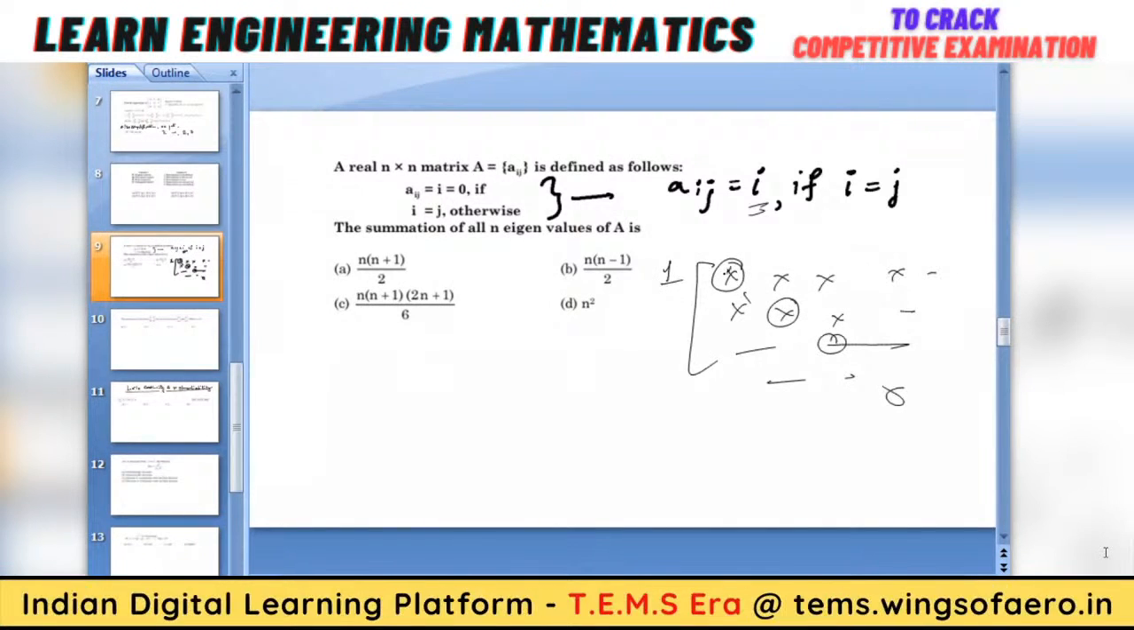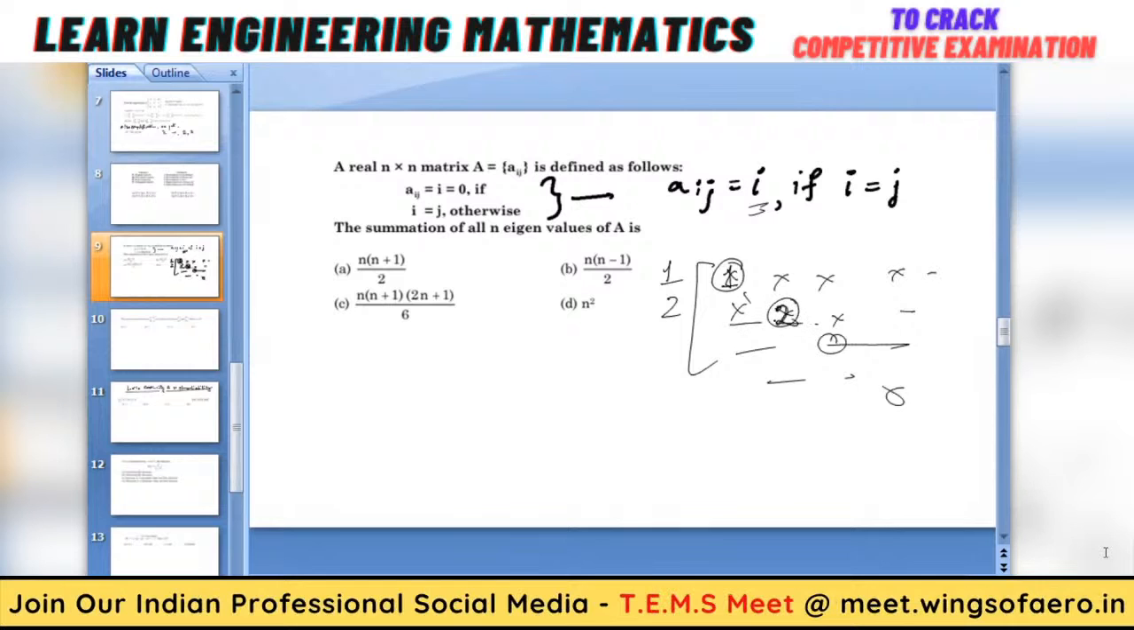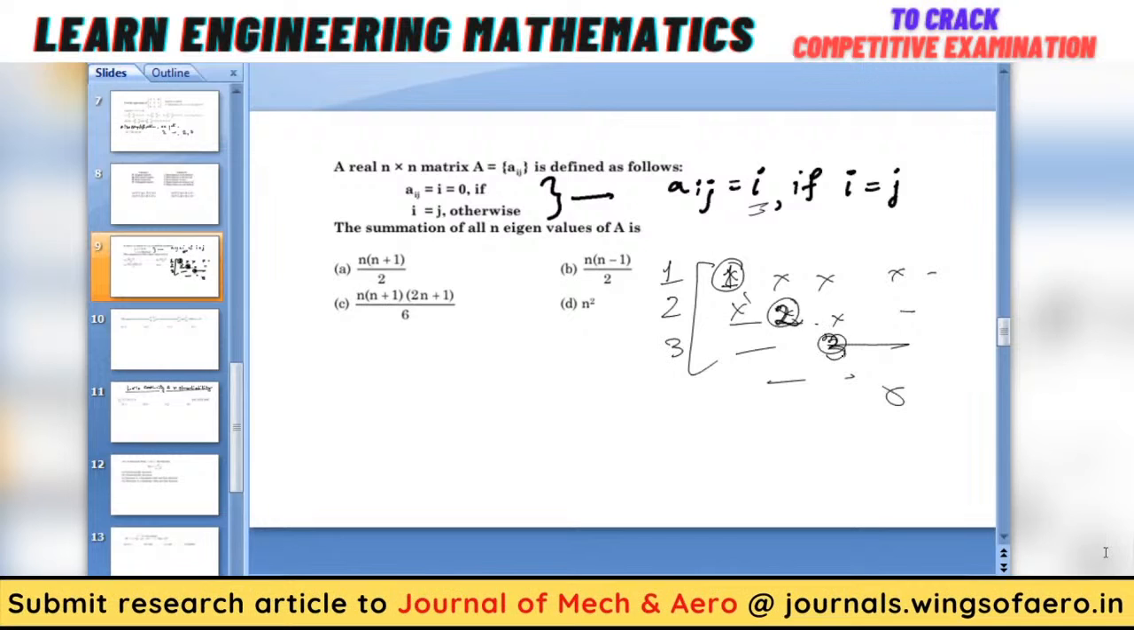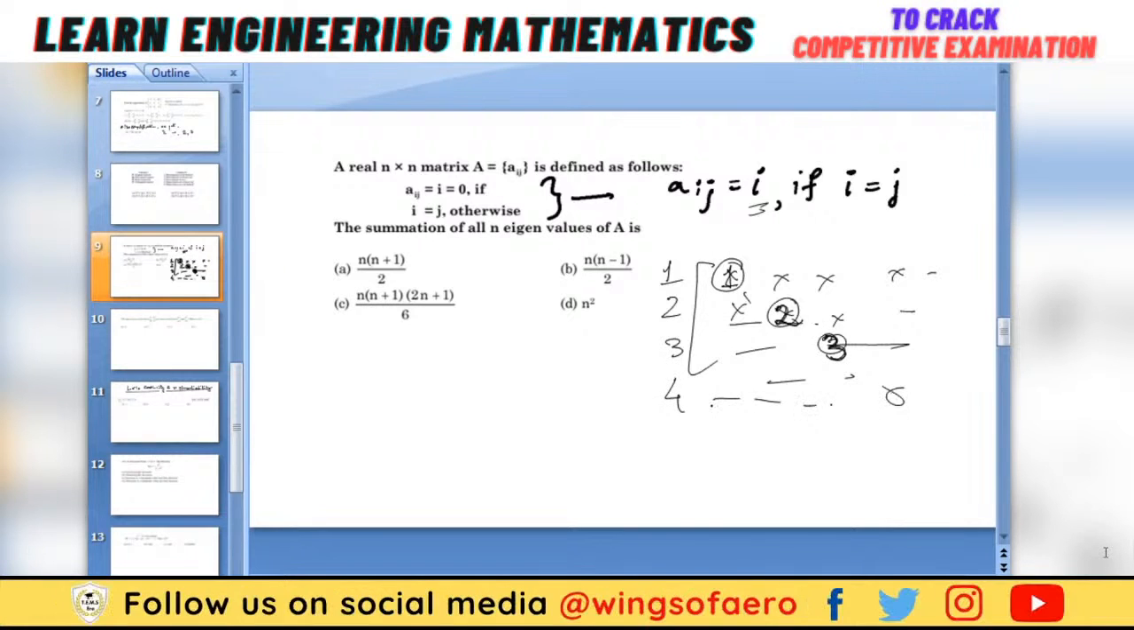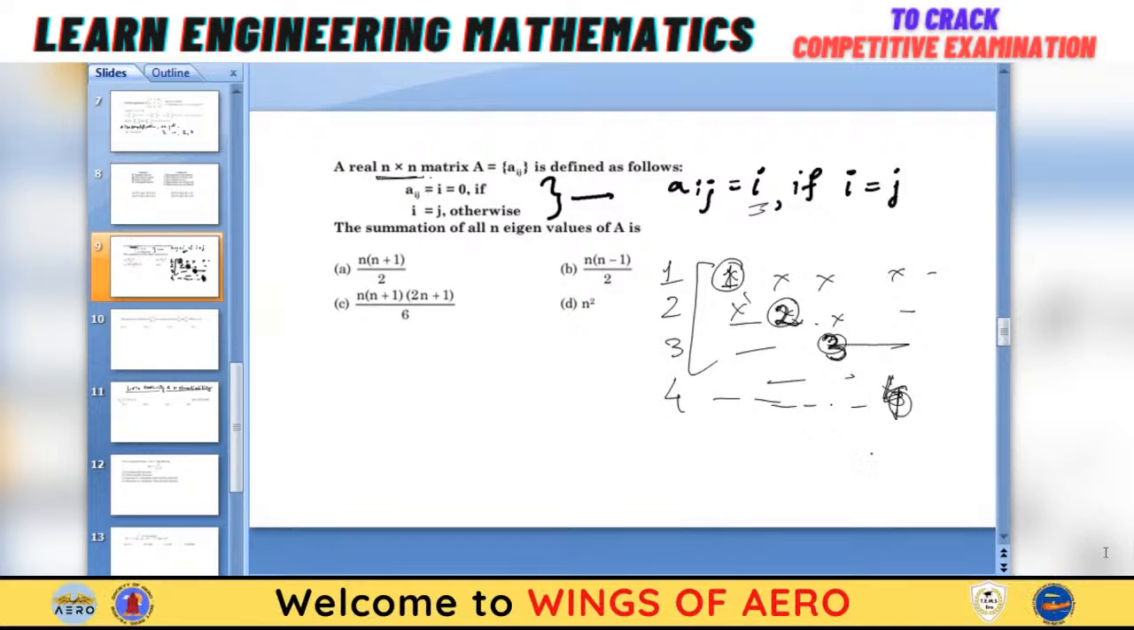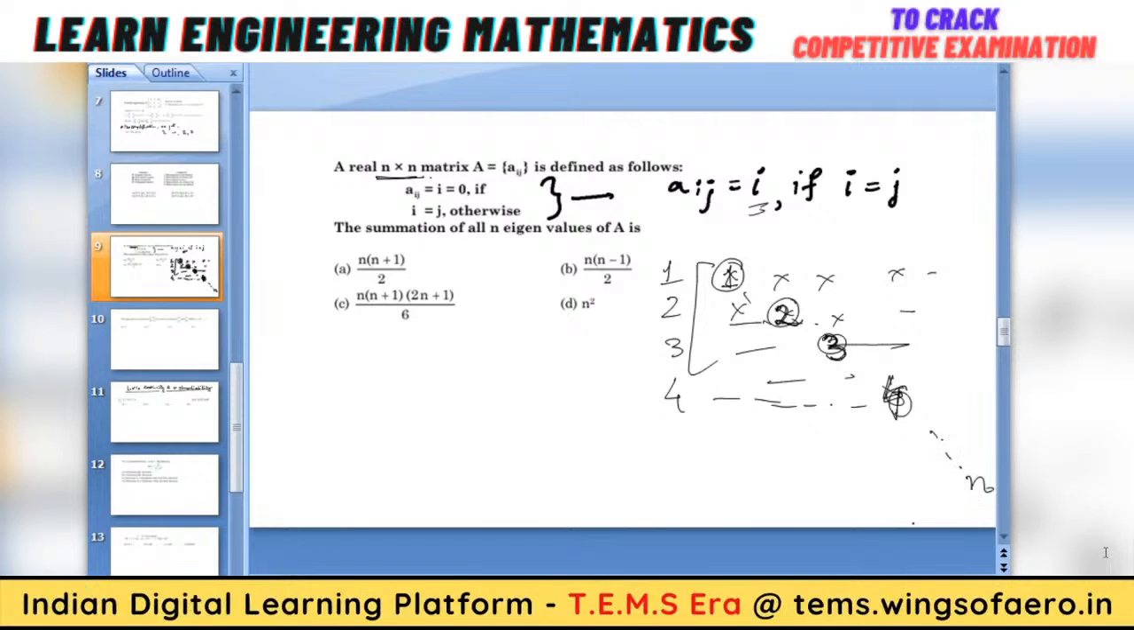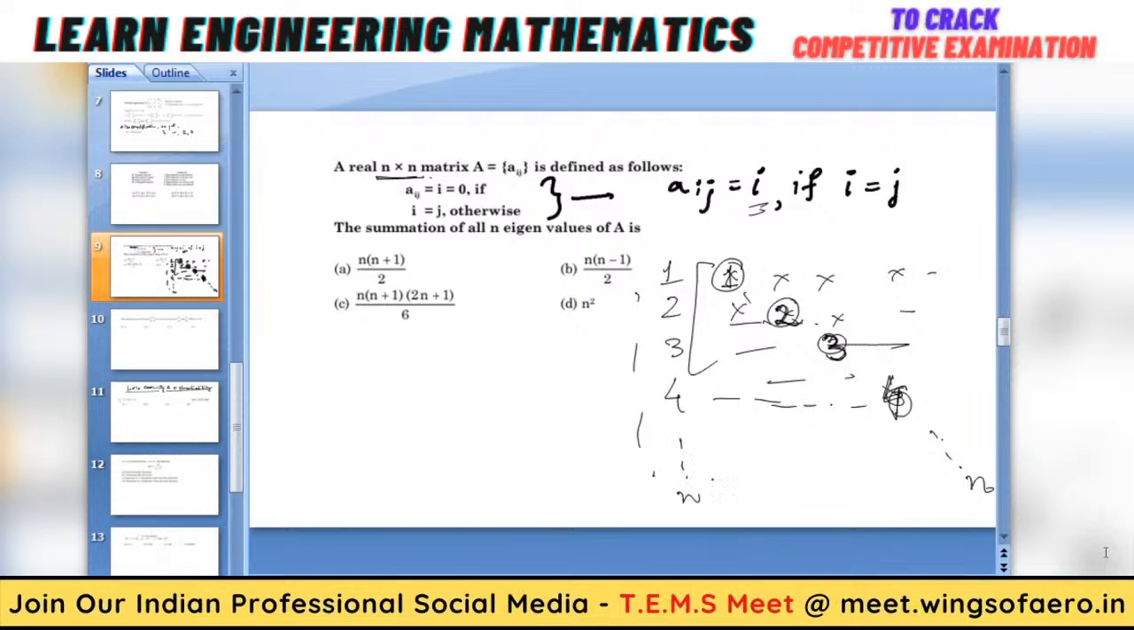So the first diagonal element will have 1. This is row 2, the second diagonal element will have the number 2. If it is row 3, then the third diagonal element is 3. Similarly, row 4, then the fourth diagonal element, that is this one, will be 4. Since this is an n cross n matrix, how many diagonal elements are there? Obviously, n diagonal elements, because n rows are there.